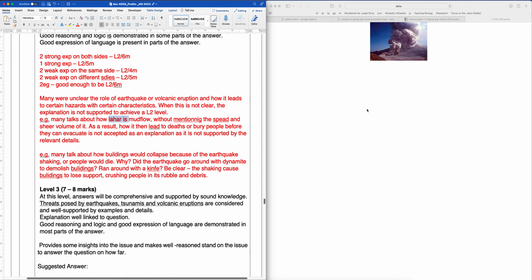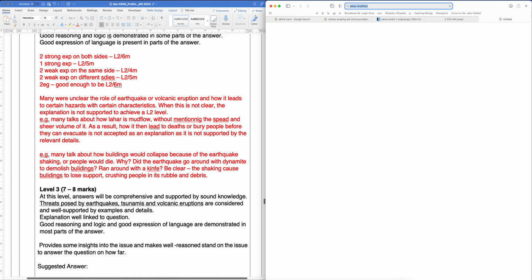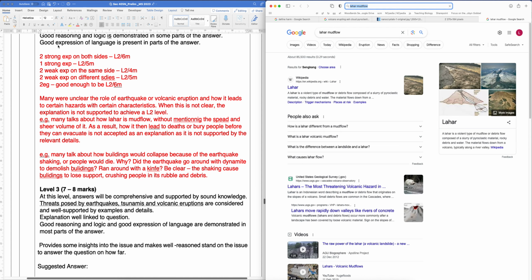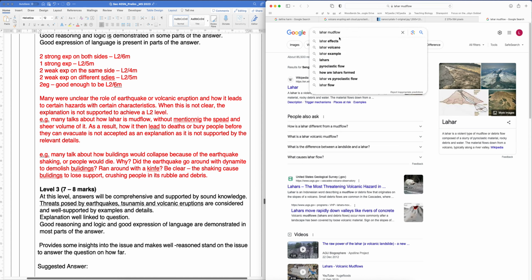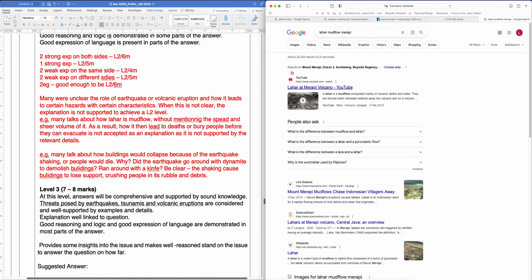Okay, a lot of people talk about lahar. All right, lahar, what is lahar? For the last time, lahar is just ash with water. It could be ash with rain, or ash that mixes with a river or whatever.